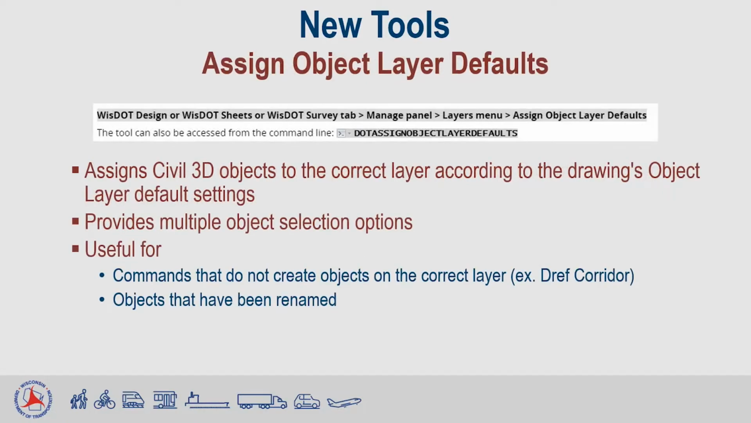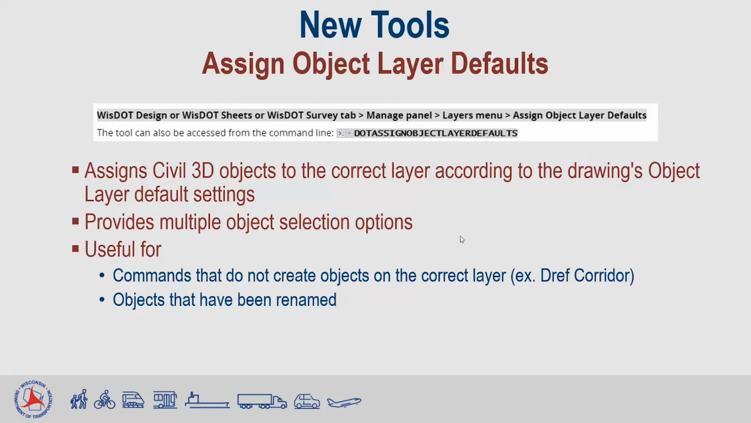The next tool is called Assign Object Layer Defaults. This tool is found on all three WisDOT tabs. Again, it's on that Common Manage panel. In the Layers menu, you'll find the button Assign Object Layer Defaults. So what this tool does is it assigns Civil 3D objects to the correct layer according to the drawing's object layer default settings. It gives you options to select multiple objects in multiple ways.